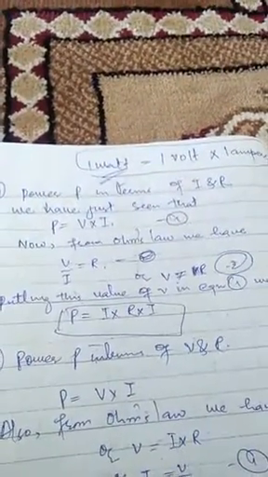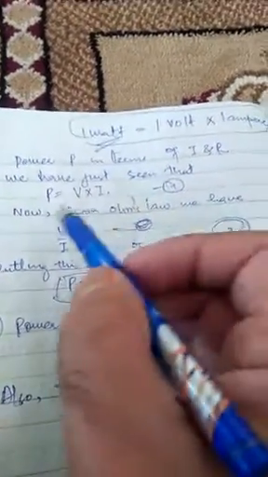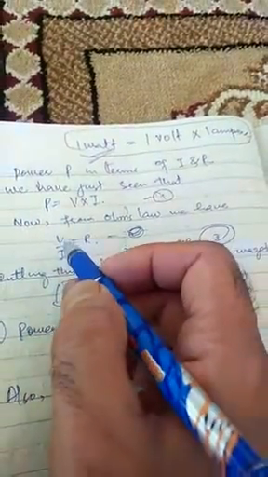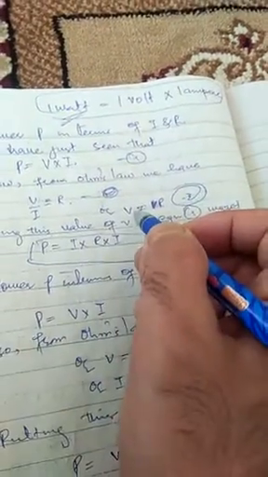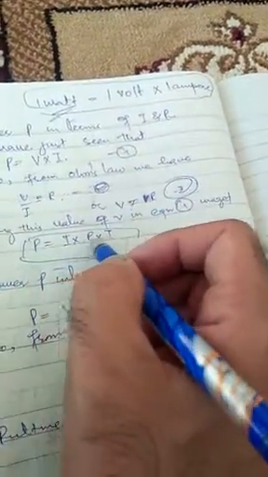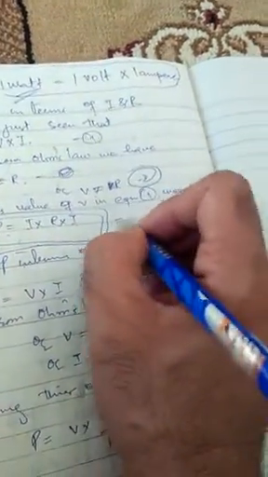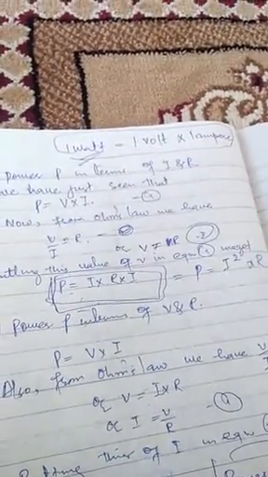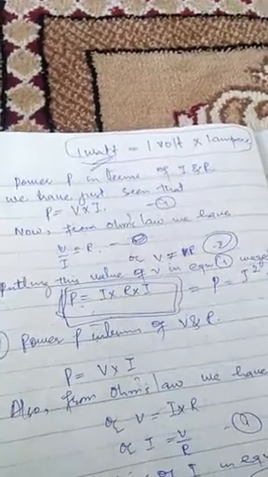Some more formulas for calculating power. We have just seen that electric power is the product of potential difference and electric current, so P is equal to V into I. Now according to Ohm's law, the ratio of potential difference to the current is equal to the resistance of the conductor, or V is equal to I into R. Putting this value of V in equation first, P is equal to I into R into I. This gives us another formula for calculating power: P is equal to I square into R. This formula is used for calculating electric power when only current and resistance are known to us.